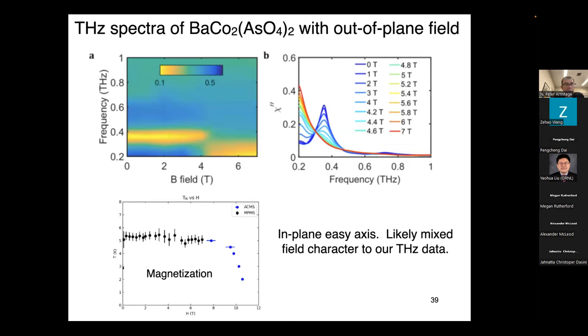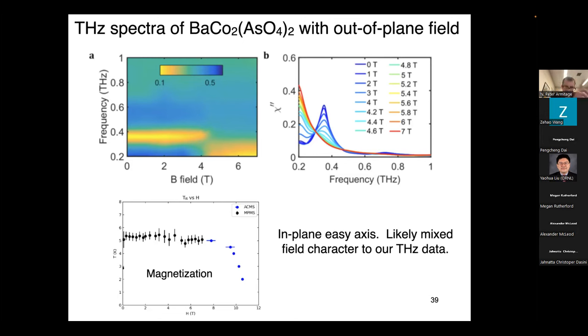Now, we can also take these crystals and apply a large out-of-plane magnetic field, let's say at the lowest temperatures. And when you do this, you see something very interesting. On the upper left here is a plot of susceptibility, plotted out of the page, as a function of magnetic field. You see this large prominent peak at about 0.35 terahertz. And then at around 4 Tesla, you just immediately go over to a very different behavior, which is a broad continuum behavior.